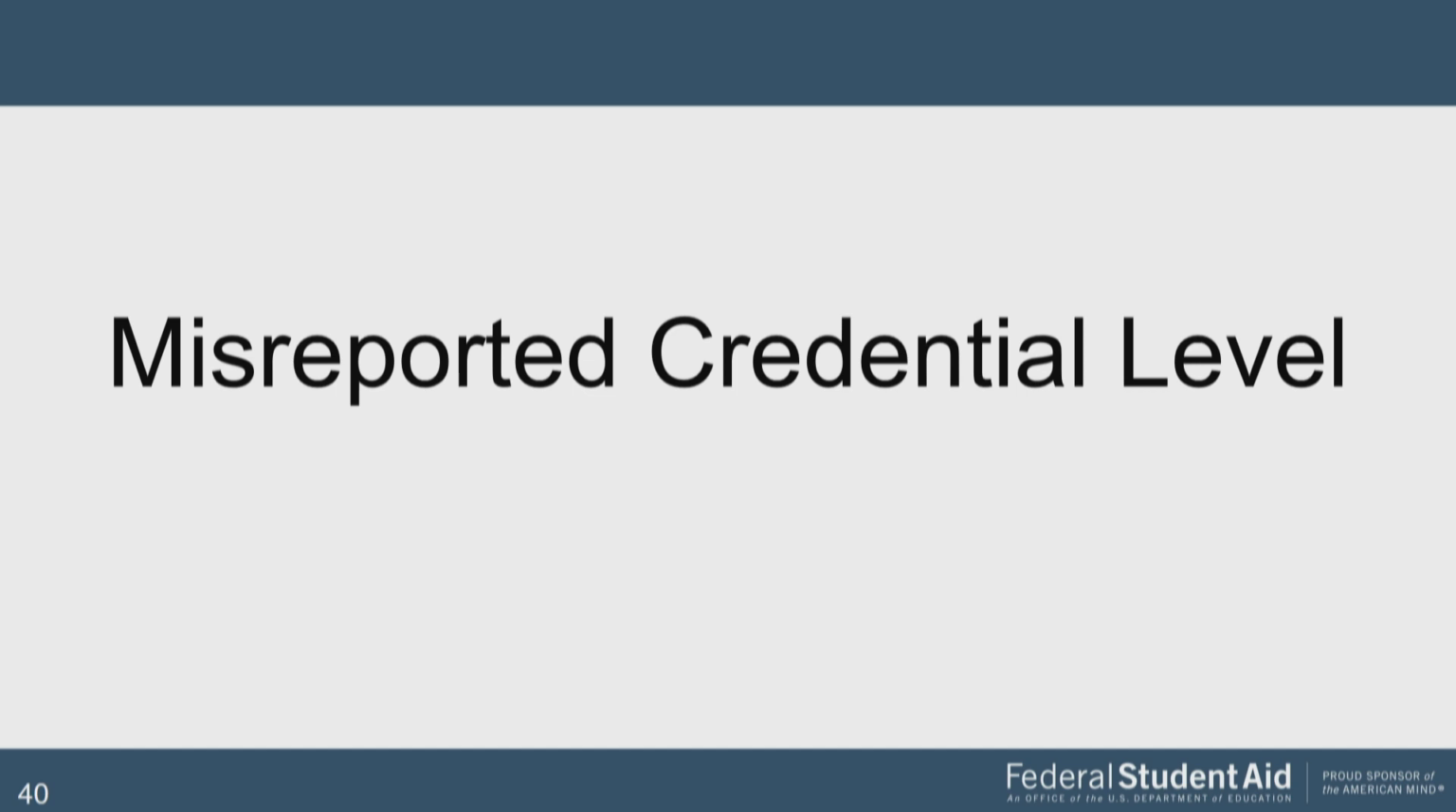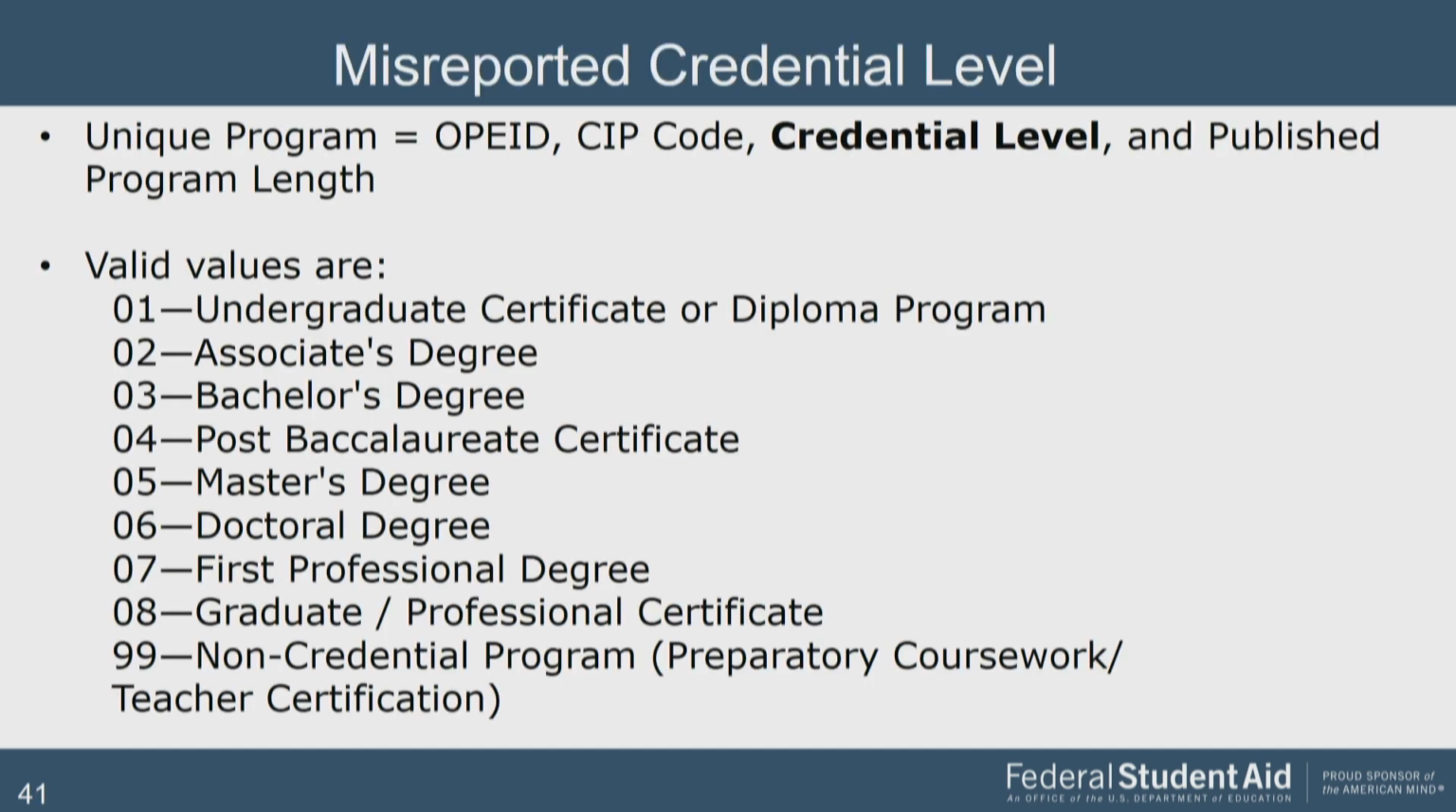So let's take a look at another example, a misreported credential level. This is relatively common. It's the third type of error that we see: misreported credential levels in the college scorecard.